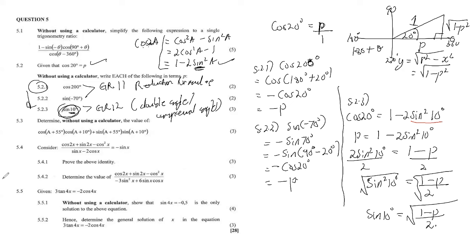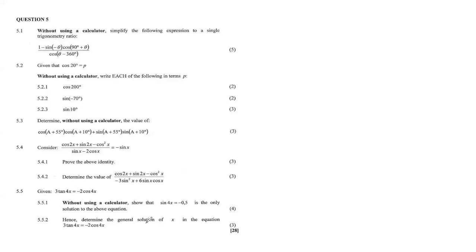Then let's proceed to 5.3. It says determine without using a calculator the value of all of this, right? Now, you need to be extra careful with this. If you check, this is a compound angle, this is a compound angle, and all of these are just compound angles. But if you look at them carefully here, you would find that this is just one angle. This represents one angle. This represents another angle. And the same angle here has been repeated, right? The same angle that you have here has been repeated.